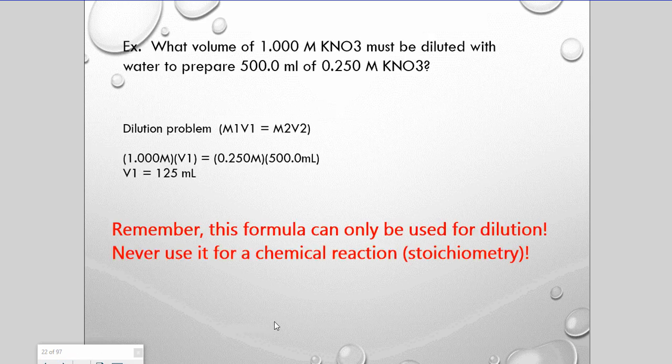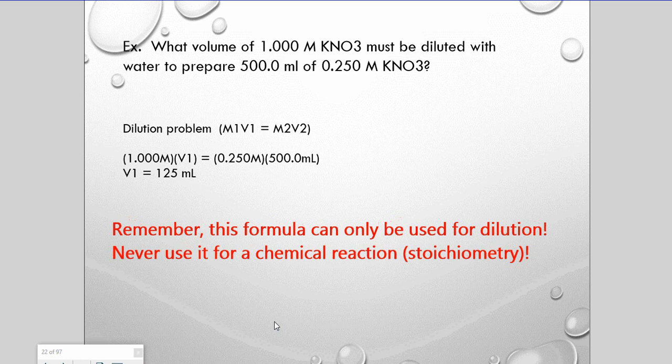What volume of 1 molar potassium nitrate must be diluted with water to prepare 500 mL of 0.25 molar potassium nitrate? This is a simple dilution question. There's no real balanced chemical reaction to worry about here. All we're doing is taking water and adding it to a sample. The only difference from the left side of the equation to the right is added water. Some volume of water was added to the original sample in order to create a new solution with a new molarity and volume.